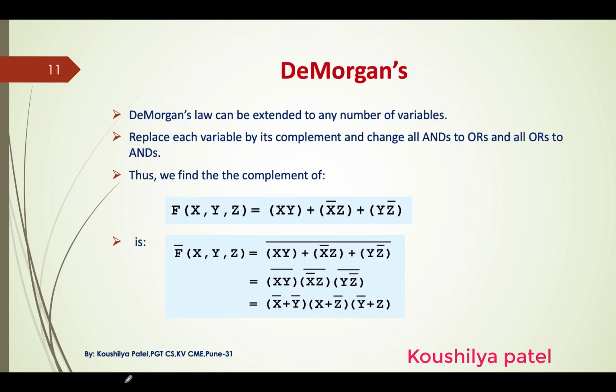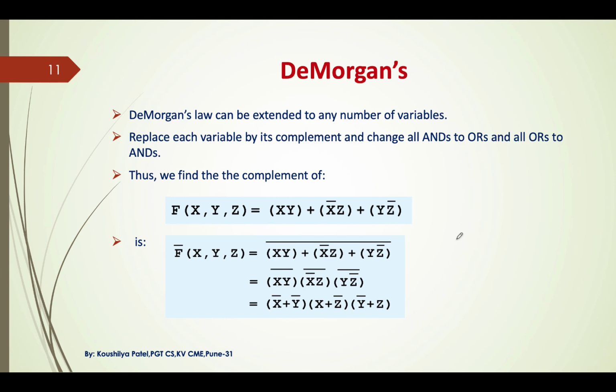Now De Morgan's theorem is also used to find the complements of any function, and it can be extended to any number of variables. For finding the complements, we just need to replace all ANDs with ORs and all ORs with ANDs. So if we want to find the complement of F(x, y, z) equals xy plus x complement z plus y z bar, we need to complement the entire thing, and we apply De Morgan's theorem here.